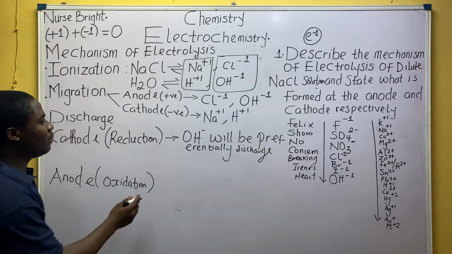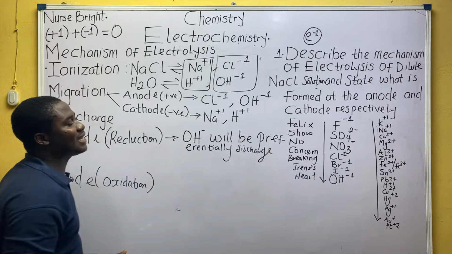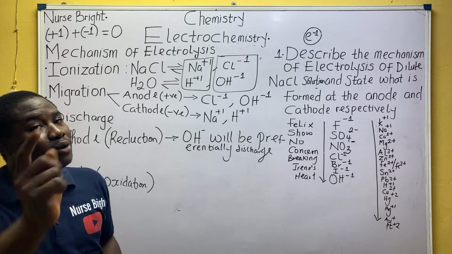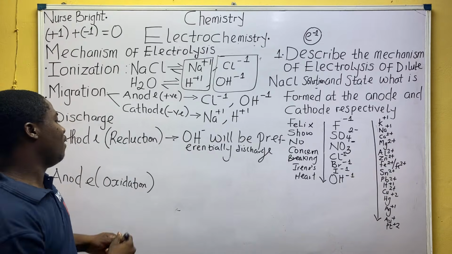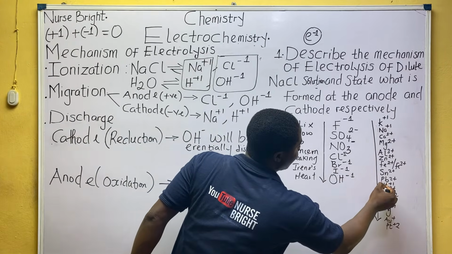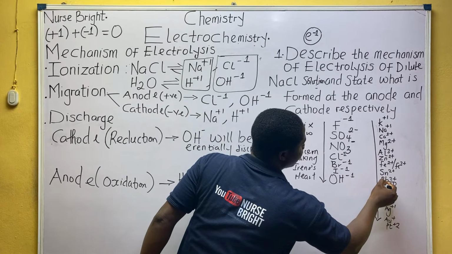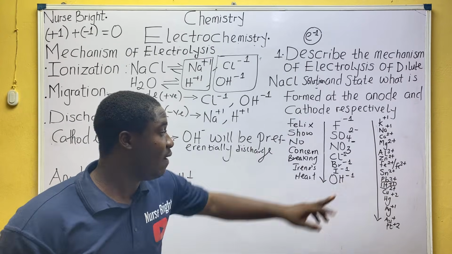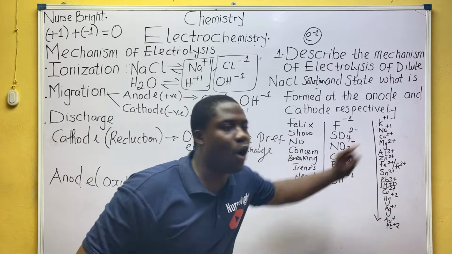What about this one? Between these two, class, between Na plus and H plus, tell me which one will be preferentially discharged? I told you, the one that is lower. Tell me, class. Oh, H plus will be preferentially discharged. I'm not seeing H plus here. Sorry about the way the writing is fast, but just try to look at it. H plus is there, Na is up here.